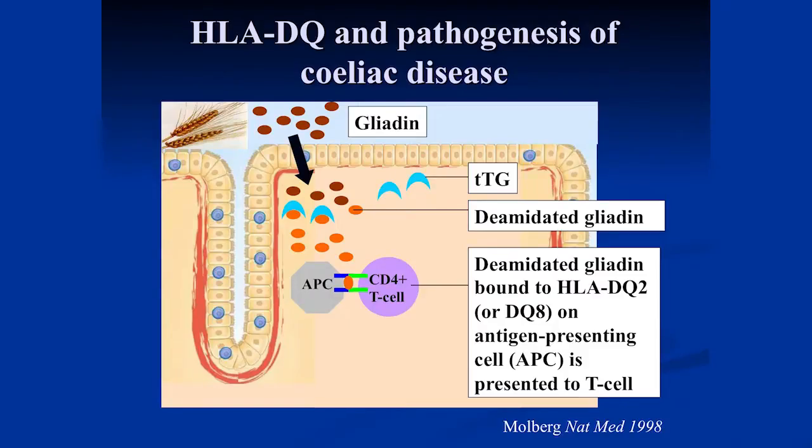Deamidated gliadin peptides bind to DQ2 or DQ8 on the surface of the antigen-presenting cell. The DQ-bound gliadin is then presented to sensitized cytotoxic T cells, with the resultant production of pro-inflammatory cytokines and the characteristic enteropathy.